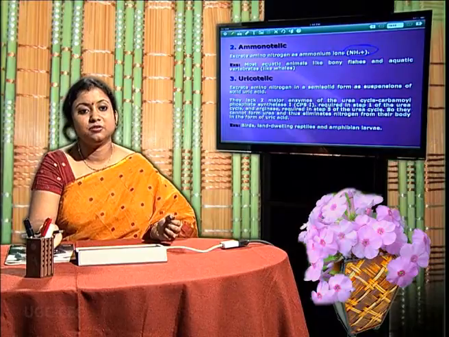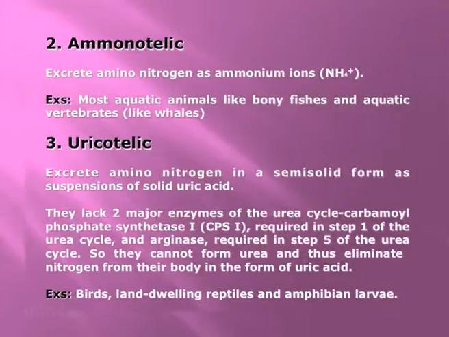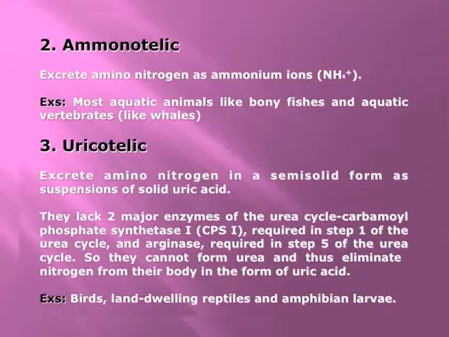The last group includes uricotelic organisms, and these organisms excrete excess amino nitrogen in the form of uric acid. Now, uric acid is the least toxic and least soluble in water amongst the three nitrogenous excretory products. Uricotelic organisms lack two major urea cycle enzymes, which are carbamoyl phosphate synthetase 1 and arginase. So urea cannot be generated by these organisms, hence they excrete excess amino nitrogen in the form of uric acid. Examples include birds, land-dwelling reptiles, and amphibian larvae.